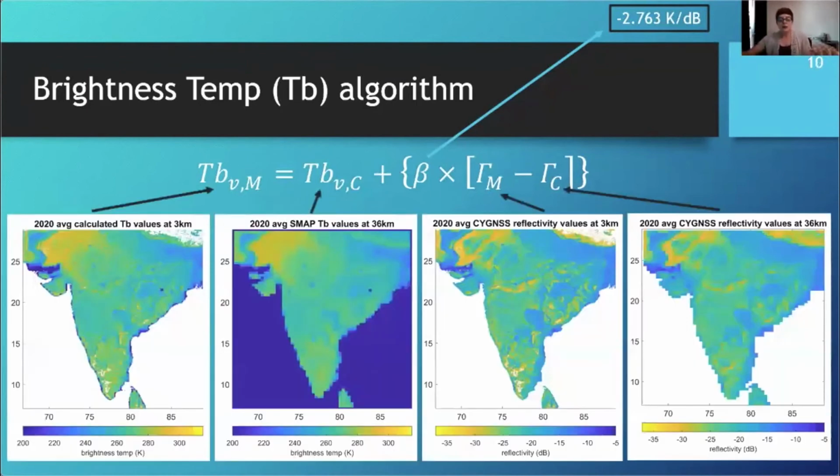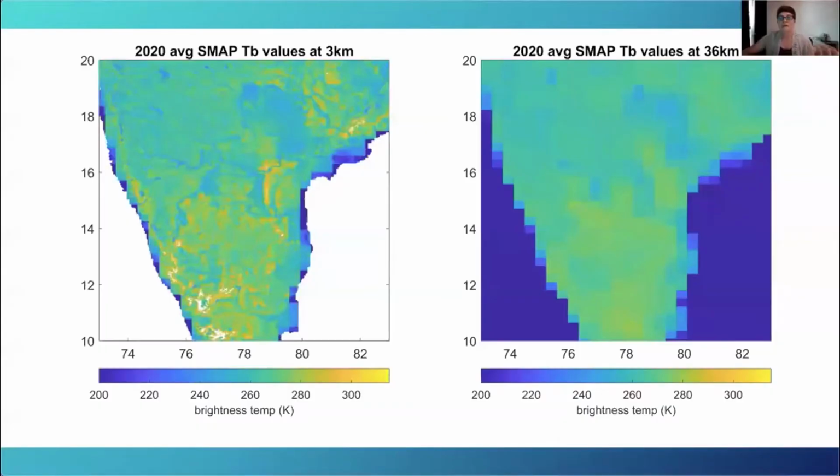So after adding the coarse scale brightness temperature to the slope multiplied by the difference in Cygnus reflectivity values, we calculate the vertically polarized brightness temperature at the 3-kilometer scale, where M is for intermediate scale. The map on the left shows the calculated 3-kilometer brightness temperature values, again averaged for 2020. Zooming in, taking a closer look at central India, we can clearly see more geographical features in the 3-kilometer brightness temperature map than the 36-kilometer map.